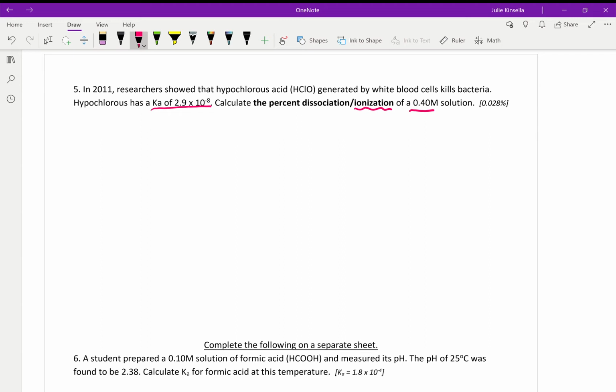So let's go ahead and write our balanced equation, HClO. Hopefully you're becoming more comfortable with this. And then it's going to be reacting with water, which is going to again act as our Bronsted-Lowry base. That weak acid is going to donate a proton to water to form our hydronium ion. And then we have the ClO⁻ ion left over, which is just the conjugate base of our weak acid.